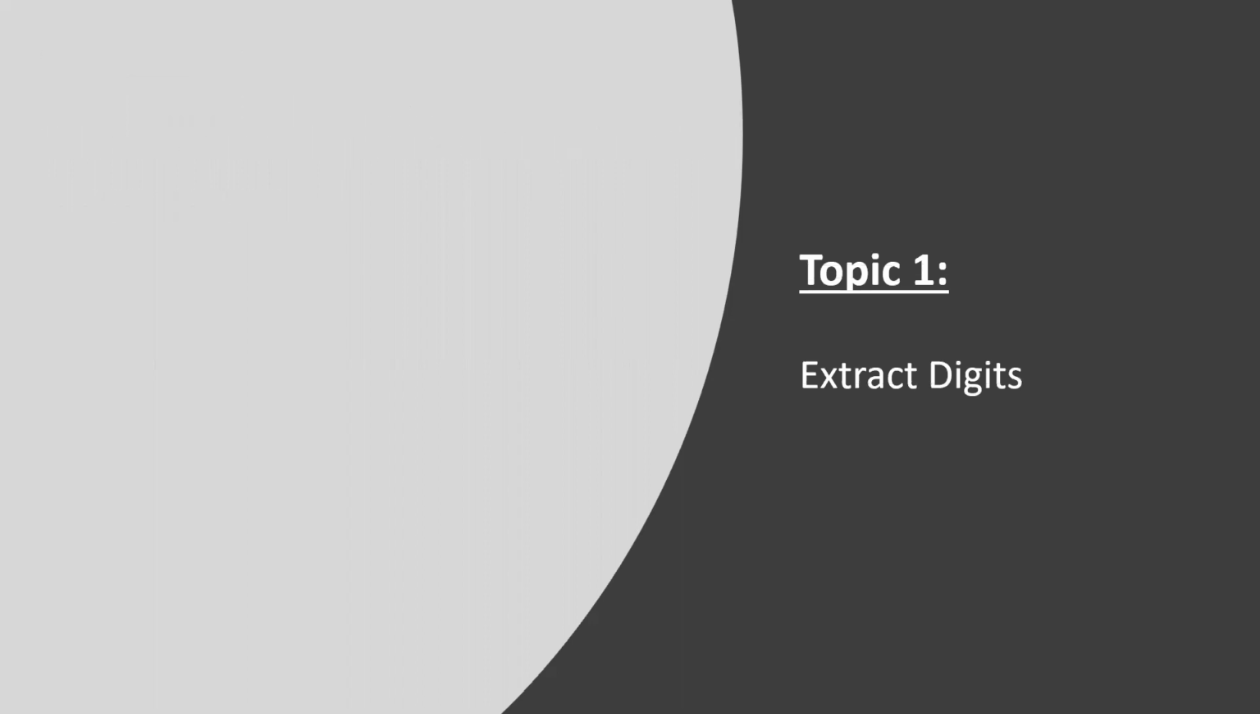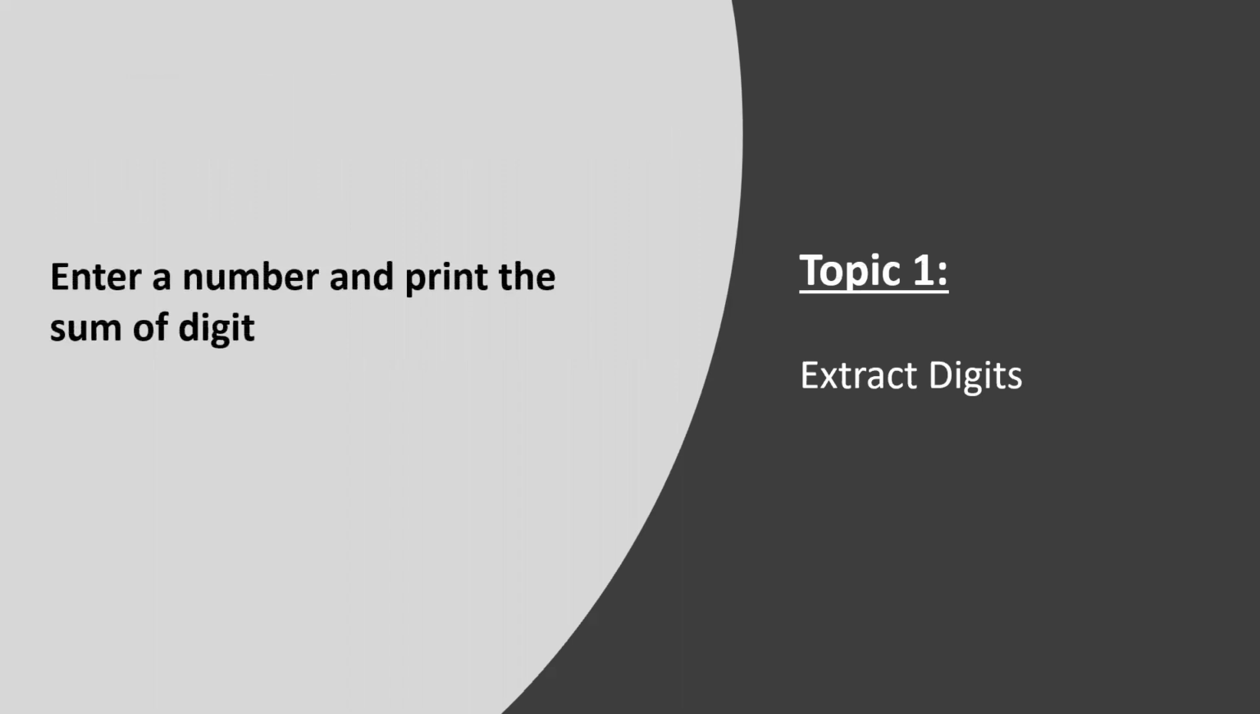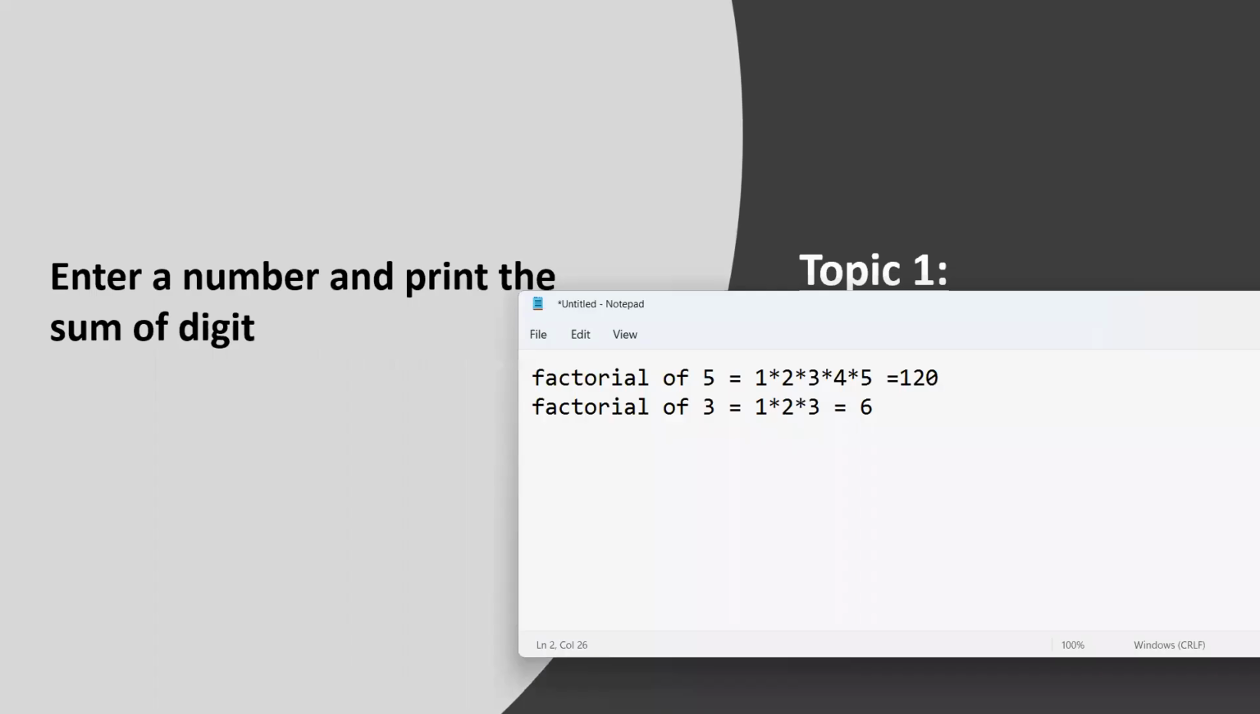Extract digit means, suppose it is being told to enter a number and print the sum of digits. Suppose they put some value like 153 and you need to print the digits separately, 1, 5 and 3. Or they can also ask for 1 plus 5 plus 3, they want the sum as 9. The value will be entered and you need to fetch the sum.